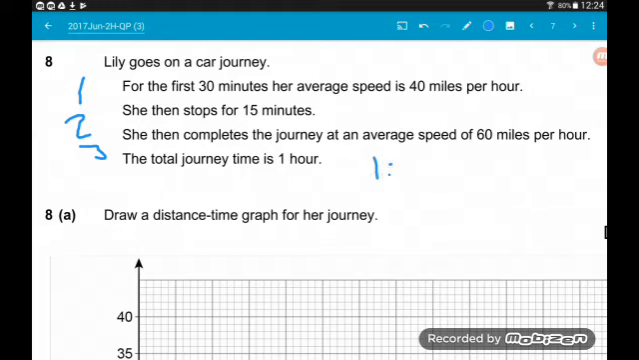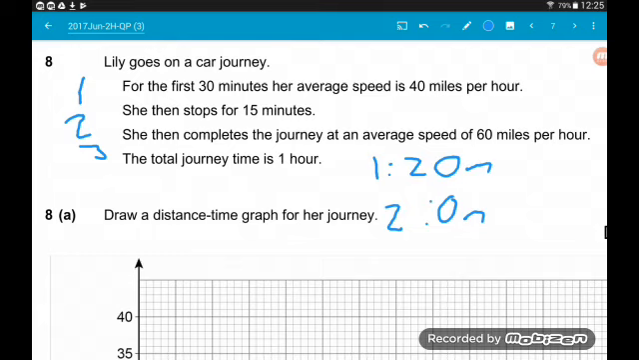So stage 1 of the journey, for 30 minutes she travels at 40 miles per hour. So to work out the distance, distance is speed times time. So 40 miles per hour times half an hour is 20 miles. For stage 2, she stops completely, so she's not going to go anywhere.